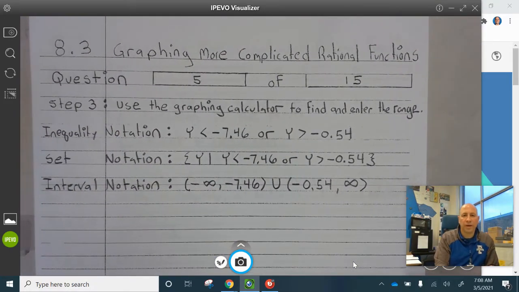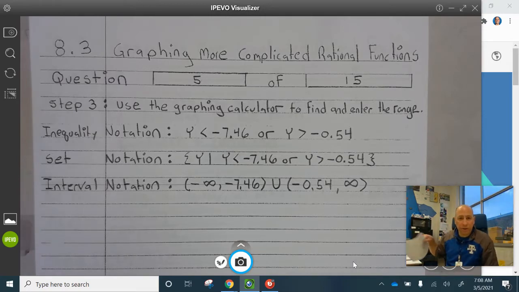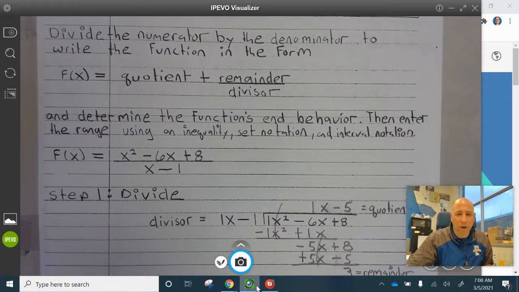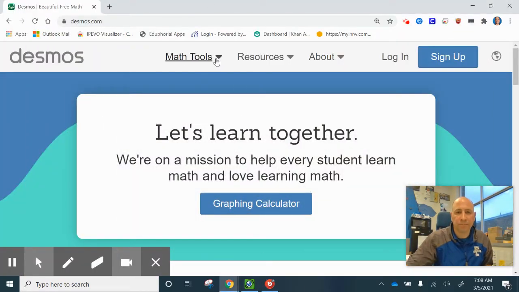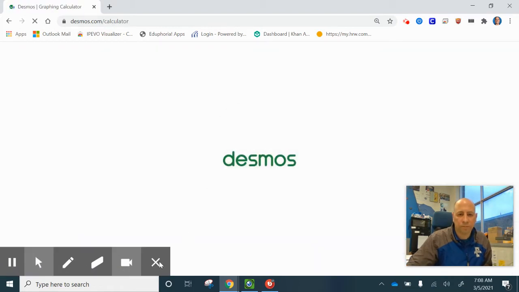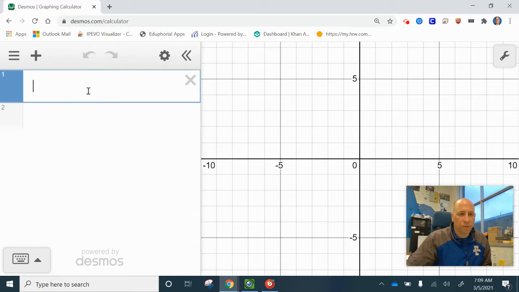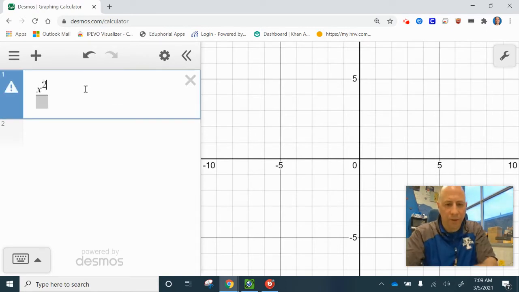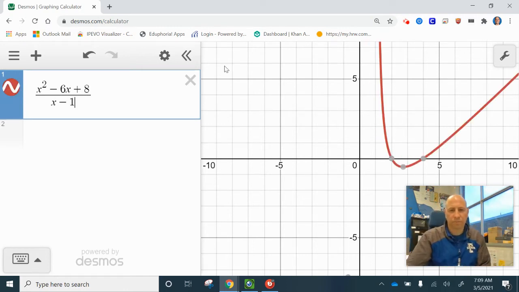Step 3, using the graphing calculator to find and enter the range. To explain how you get these decimal numbers, we need to go back and graph this. I recommend graphing it in Desmos. I'm going to press the division symbol and type in x squared minus 6x plus 8 divided by x minus 1.